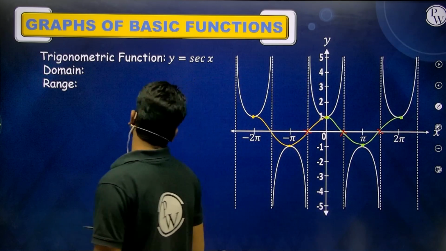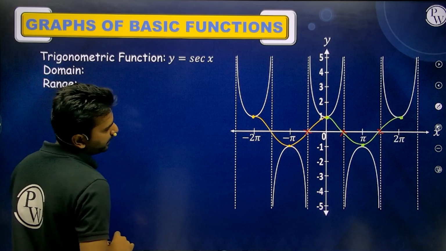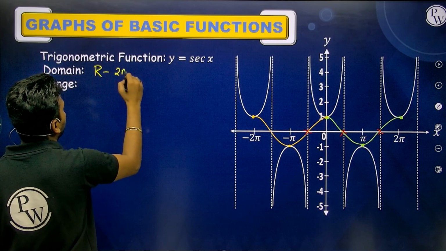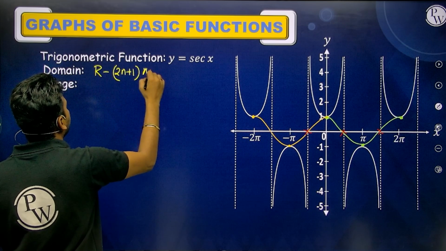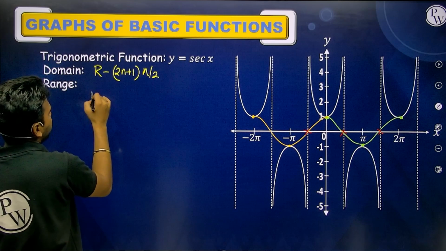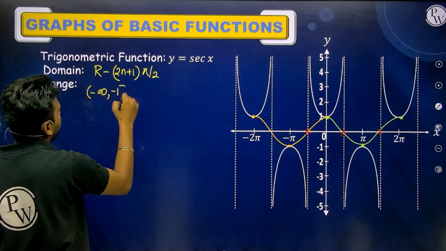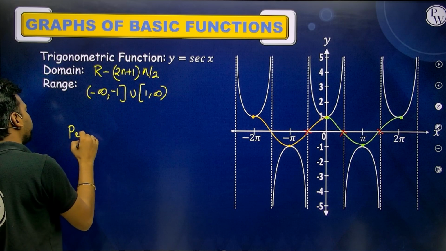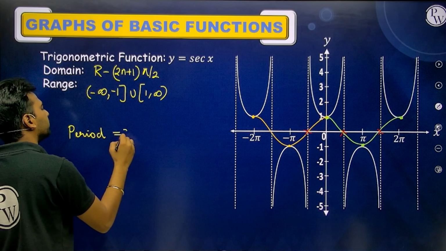So here, if you talk about the domain, then you can say that the domain is all real numbers excluding odd multiples of pi by 2. And if you talk about the range, it is minus infinity to minus 1 union 1 to infinity only. Here the period is nothing but 2 pi only.